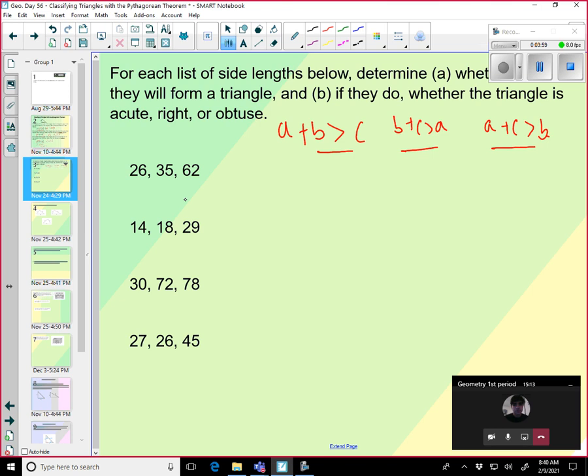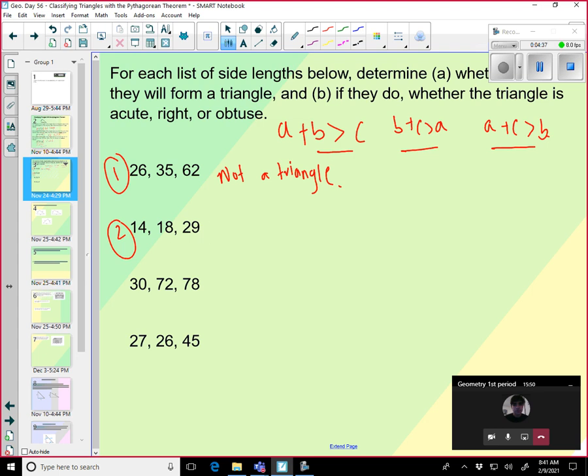I'll do the first couple of them, then I'll give you a chance to work on the last two. Let's see this one. First one, second one. So 26 plus 35 is nothing but 61. Sum of two sides is not greater than the third side. So therefore not a triangle. Not a triangle at all, the first one, because 26 plus 35 is 61, and 61 is not greater than 62. So this equation is not satisfied.